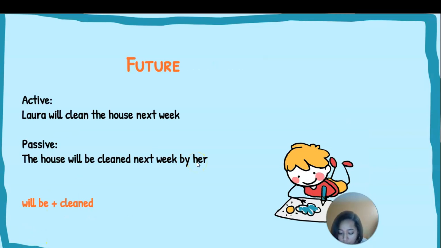Now we have future. Laura will clean the house next week, right? And in passive, how will it be? The house will be cleaned next week by her. As you can see, the way we compose this sentence is will be, plus cleaned, in this case the verb in past participle, right?